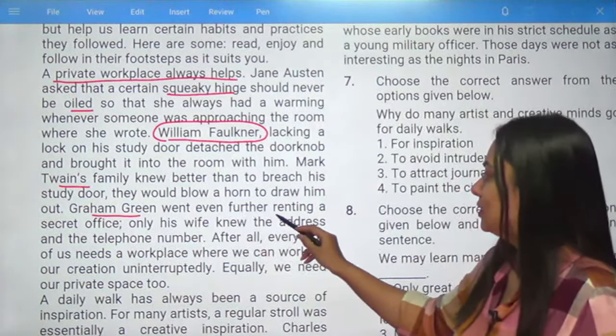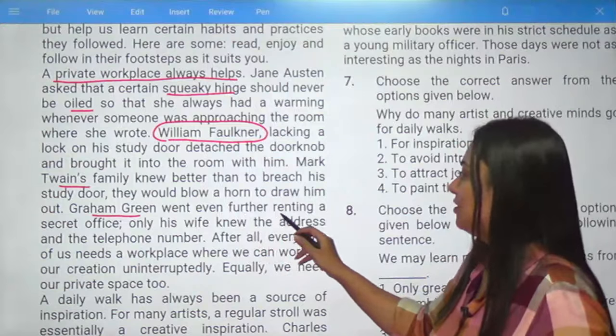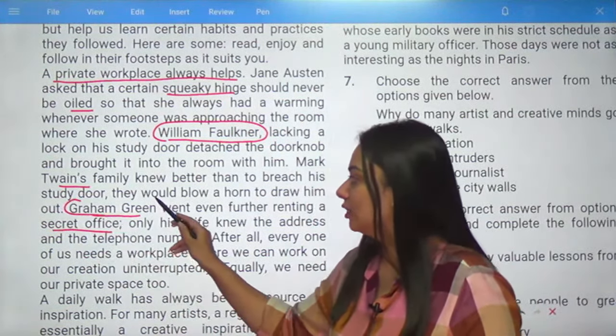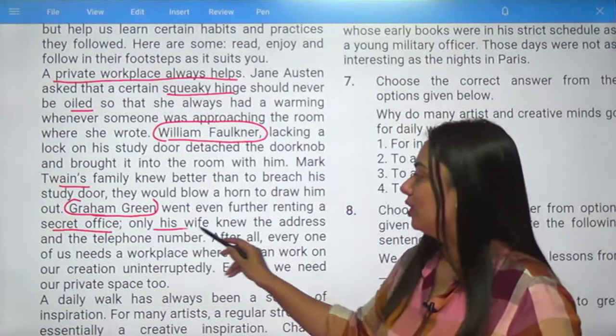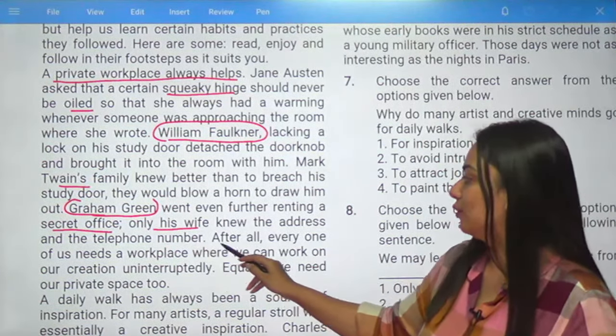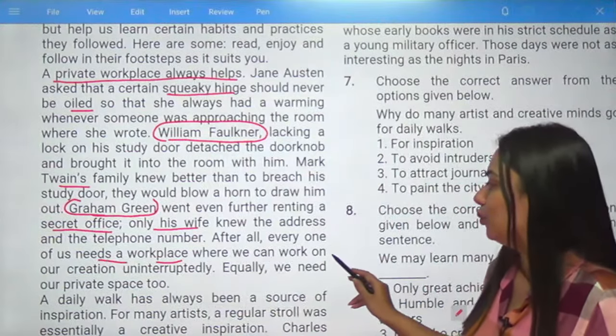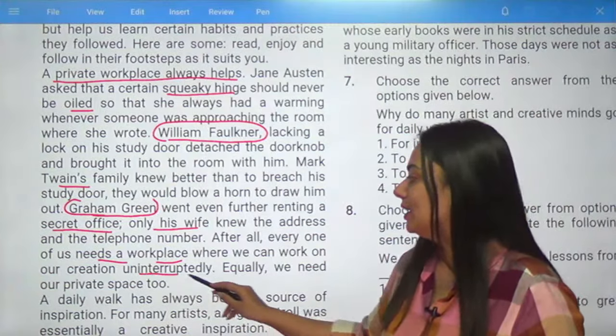Graham Greene went even further, renting a secret office. So Graham Greene ने तो एक secret office अपना rent किया हुआ था. Only his wife knew the address and the telephone number. After all, every one of us needs a workplace where we can work on our creation uninterruptedly.